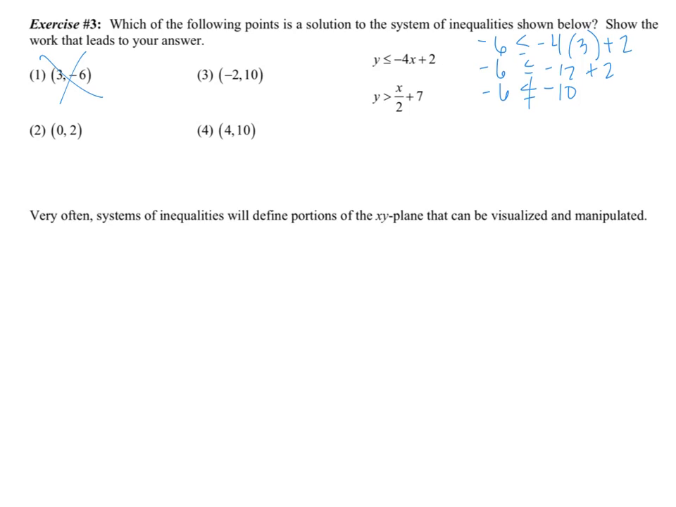Number 2: is 2 less than or equal to negative 4 times 0 plus 2? Is 2 less than or equal to 0 plus 2? It is. So now we use it in the second equation, because it has to be true for both. Is 2 more than 0 plus 7? It is not. So this one cannot work.